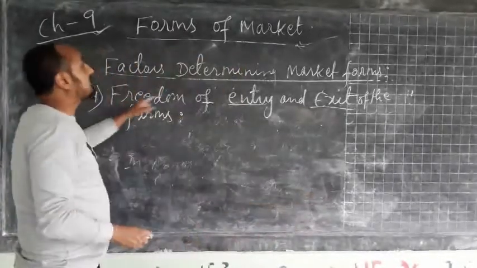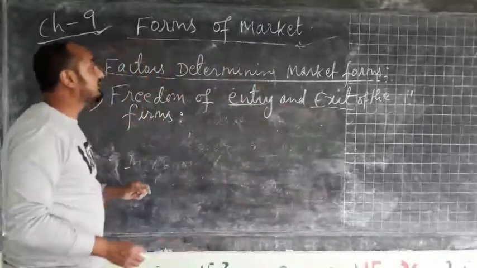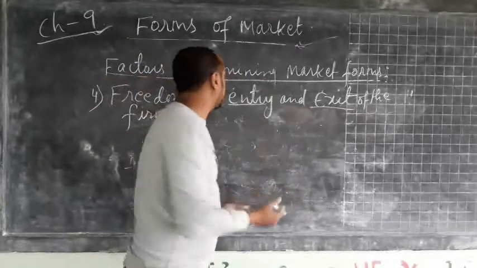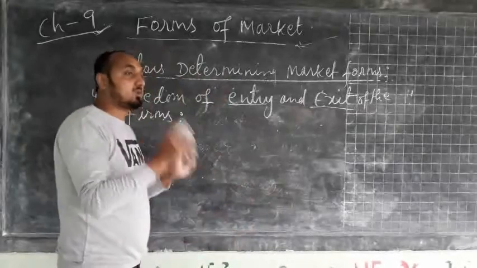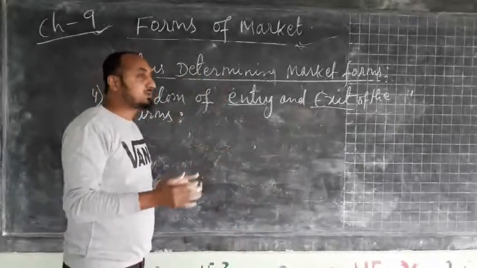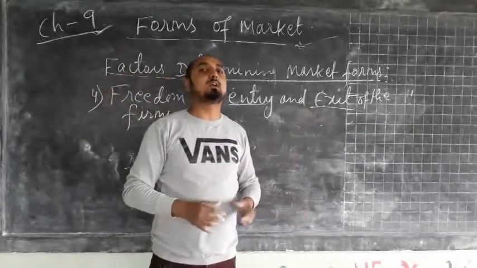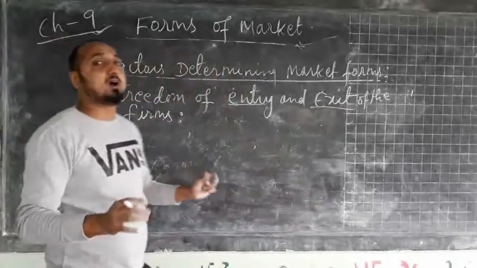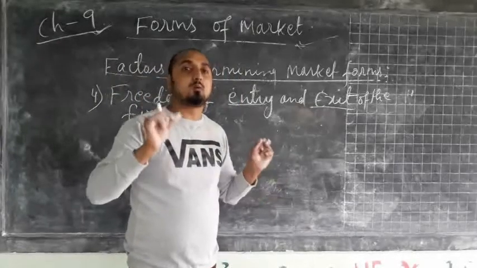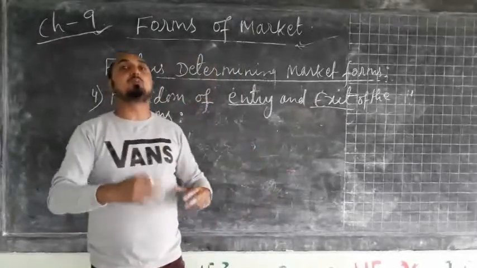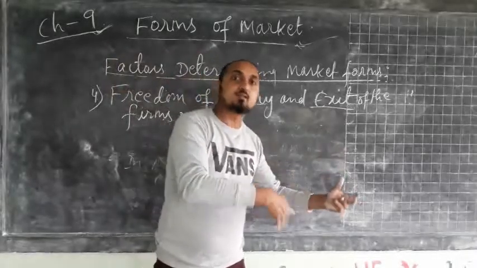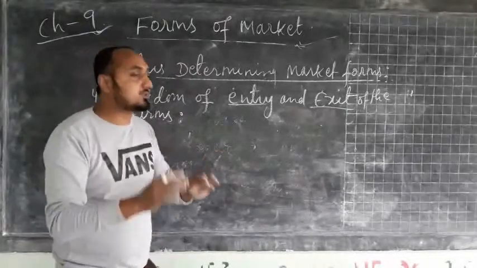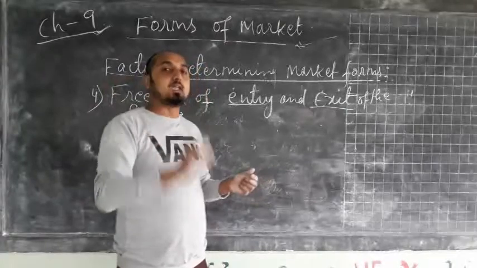So here freedom of entry and exit is also one of the important factors determining the different forms of market. Now we have to understand in which type of market the entry and exit freedom is there, and in which type of market there is a restriction. Especially in the case of a perfectly competitive market, since the price is uniform and the firms will be earning only normal profit, if new firms are interested to enter into the industry, they can do that. So there is no restriction in terms of entry and exit of the firms.